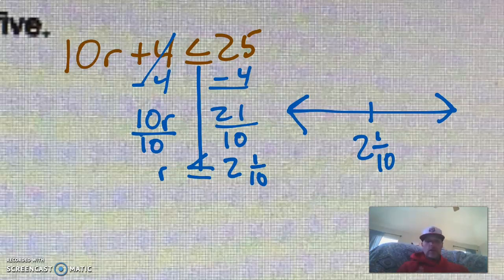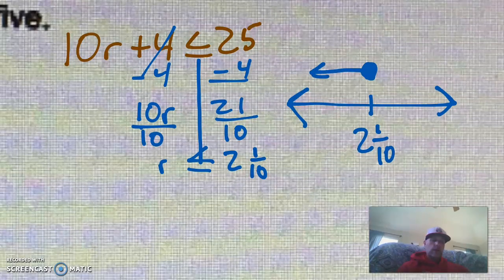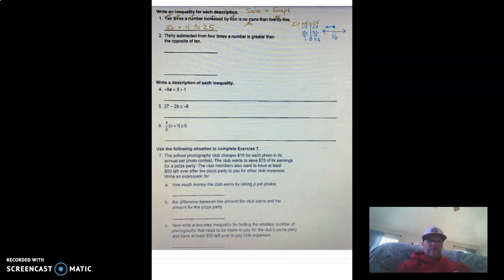Is it equal? Yes, it is. So that means it's shaded in. But it's not just equal, it's also everything less. And everything less is to the left. Okay? That's all you have to do.